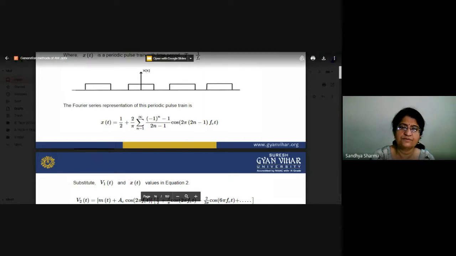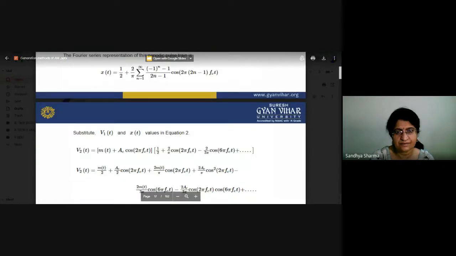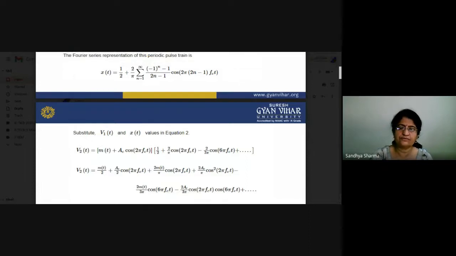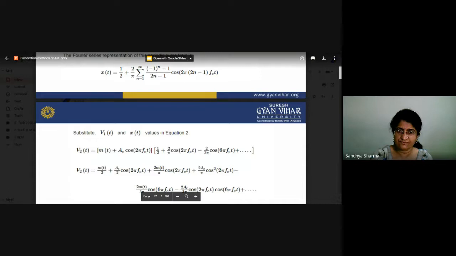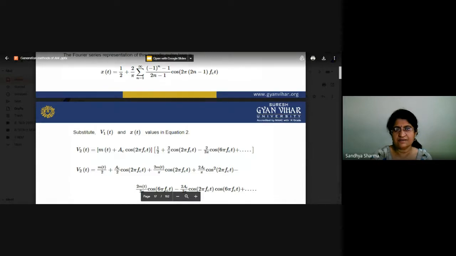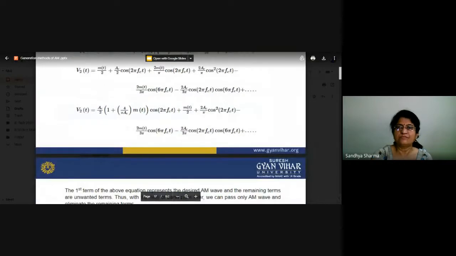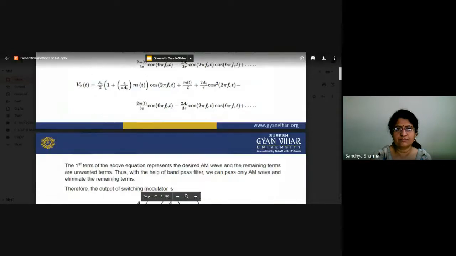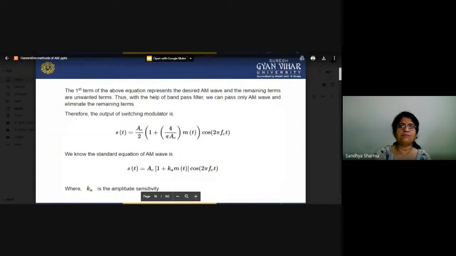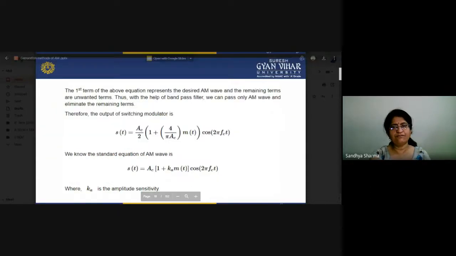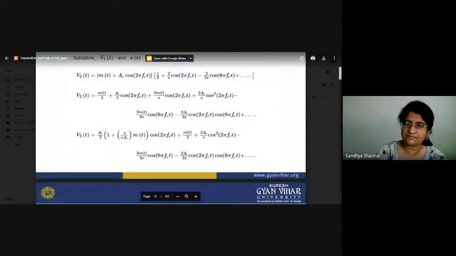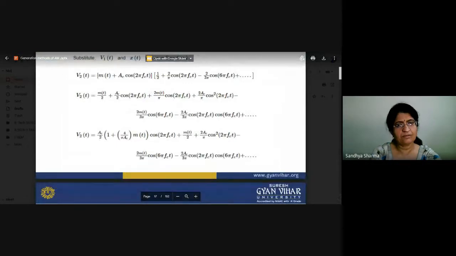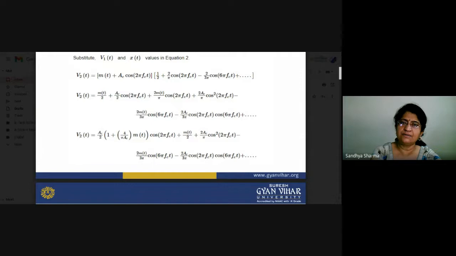Now we will substitute v1 and xt values in the required equation for v2t. So that is equal to this one. And now we will see what is required. So the first term in the above represents the AM wave. When we compare all these equations with the amplitude modulated equations, the first term will be the modulated signal and the others will be rejected.